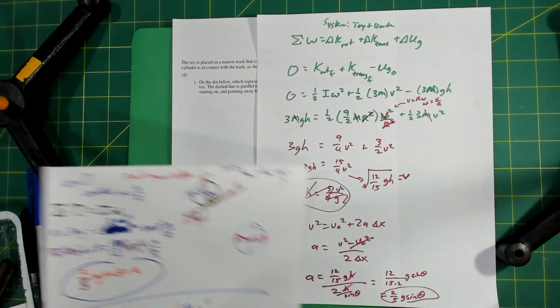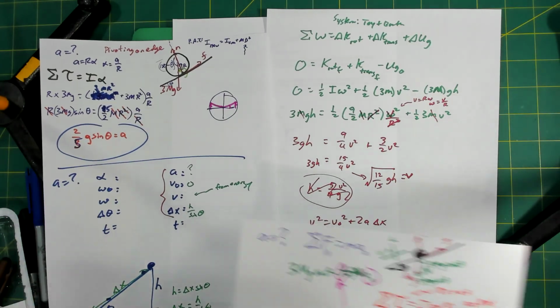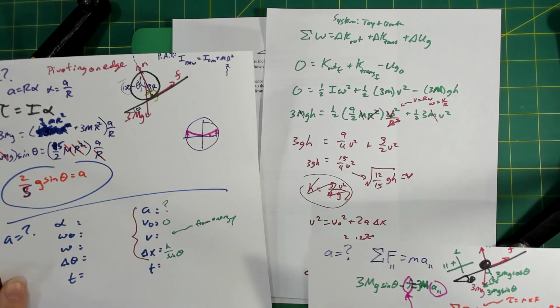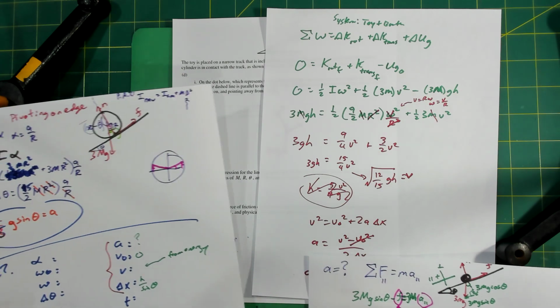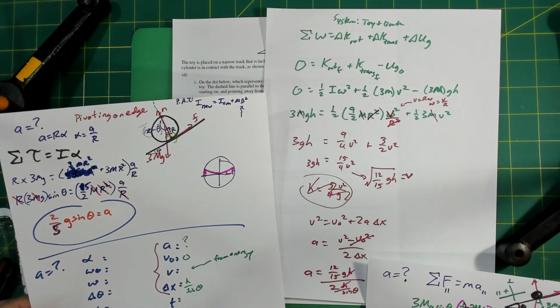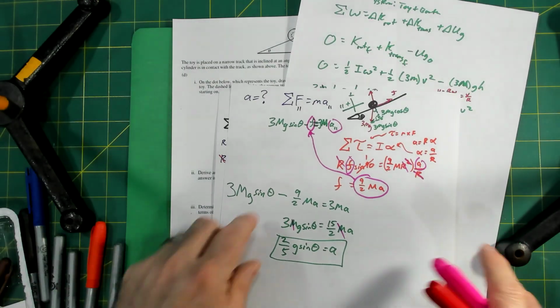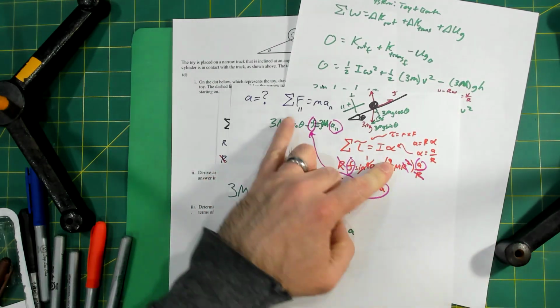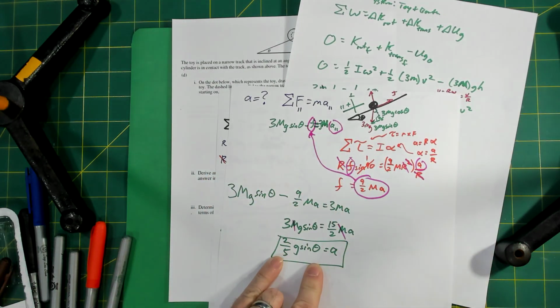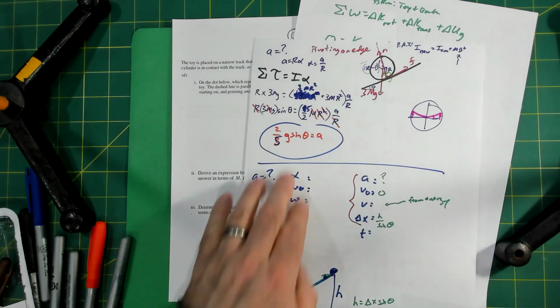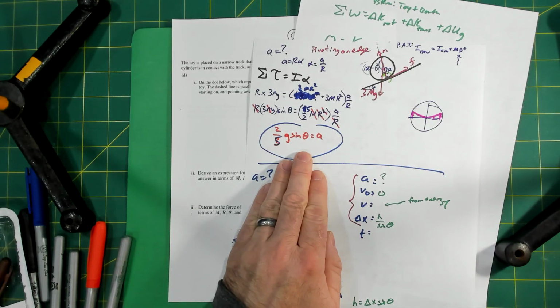All right. Which way do you like best? Well, it's up to you. The way they recommended, what was the way they recommended? Oh, that was this. They recommended doing a sigma F as ma and a sum of the torques is I alpha. And like I said, that is the first technique I showed you in class for finding acceleration down a ramp. And then I showed you the pivoting on edge, and that's the other way I showed you in class to do it.